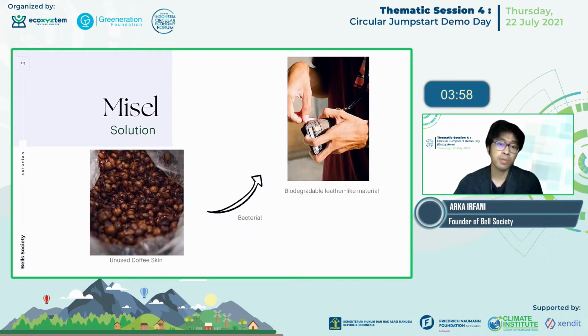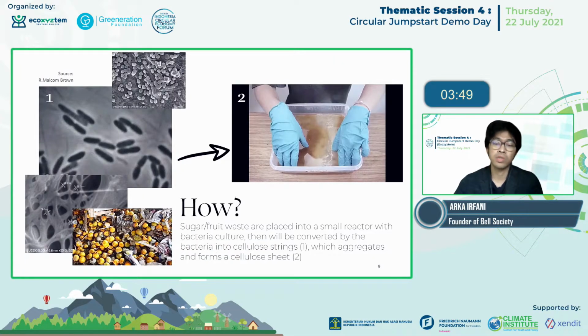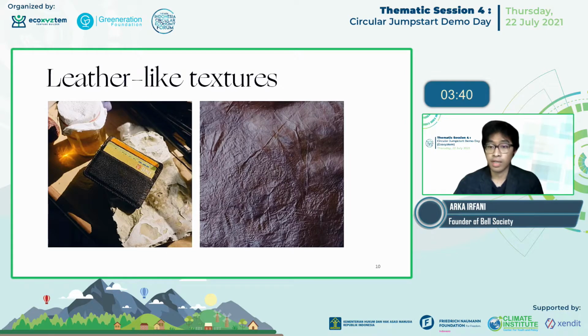So here at Bell Society, we produce Mycelle. We convert the unused part of fruits into sheets of cellulose that can be used as a sustainable material. This is how we produce it. We use bacteria, we wait for them to ferment, and then we harvest the Mycelle and sell it to brands. It has leather-like texture.